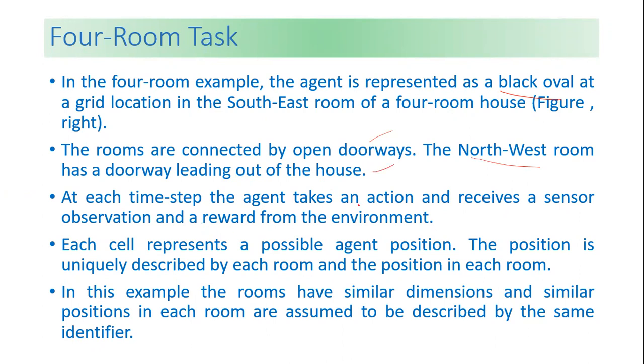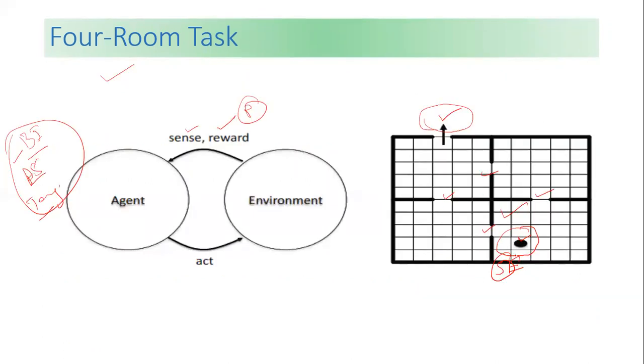Each time the agent takes an action, it receives a sensor observation and a reward from the environment. What is the target of this agent? It wants to exit from these 4 rooms. This is the first room, this is the second room, this is the third room, and this is the 4th room. Every room has doors. This is the source, and the target is this one. It wants to get outside from these rooms.